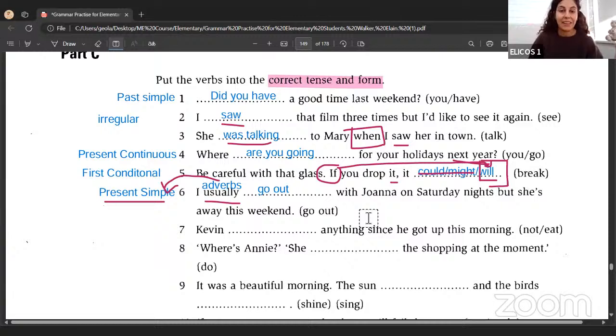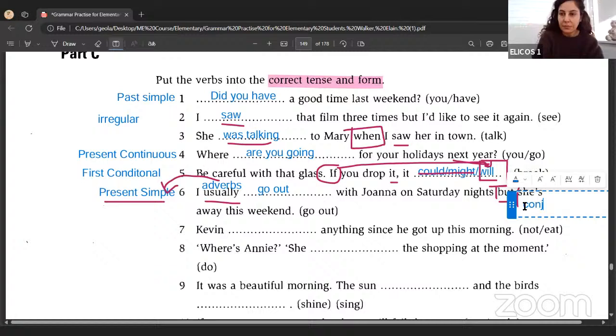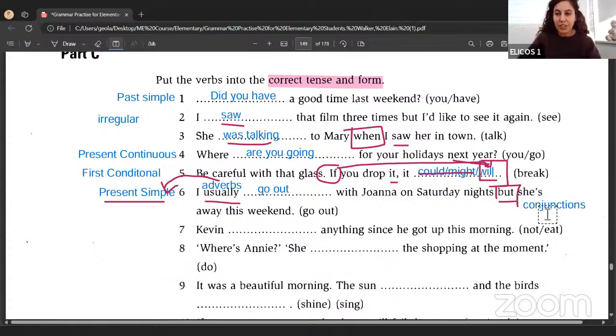So you can see I'm talking about my routine. I usually do this action, but then I've said but, so something different is happening. But she's away this weekend. So if you remember, we looked at these words. These were called the conjunctions. Okay, so I want you to make sure that you could see all the grammar words. The conjunctions are words that connect two parts of a sentence together. Conjunctions are words like and, but. So we're saying this first action, I usually would have done it. That's my routine. But then something else is stopping it. So I can't go out with her because she's away this weekend.